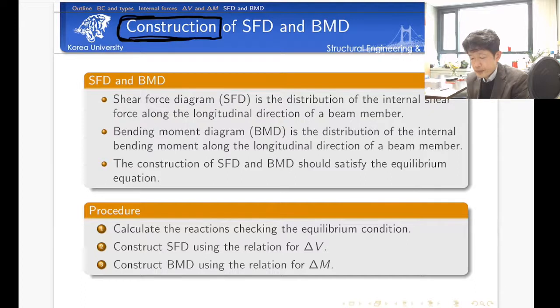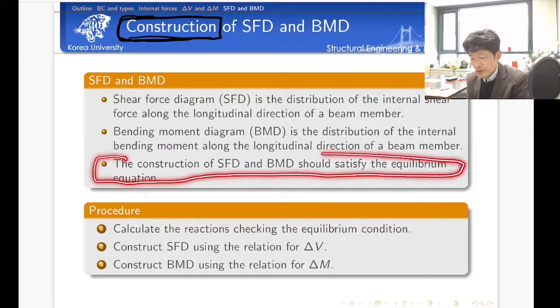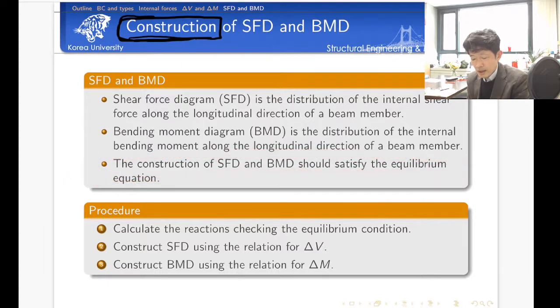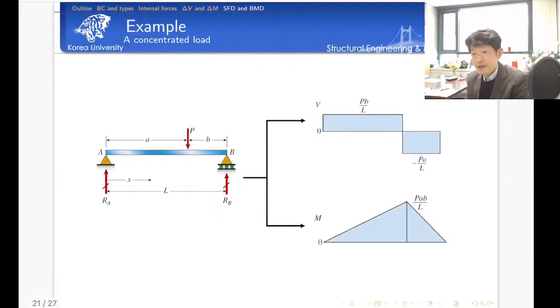The construction of these two diagrams should satisfy the equilibrium equation. We already derived how to calculate the change of shear force and change of bending moment using the area calculation. Now let's talk about how we construct the shear force diagram and the bending moment diagram using a specific example. As the first example, let's consider a simple problem. Here let's consider a simply supported girder. The first thing that we have to do is determine the reaction, isn't it right?